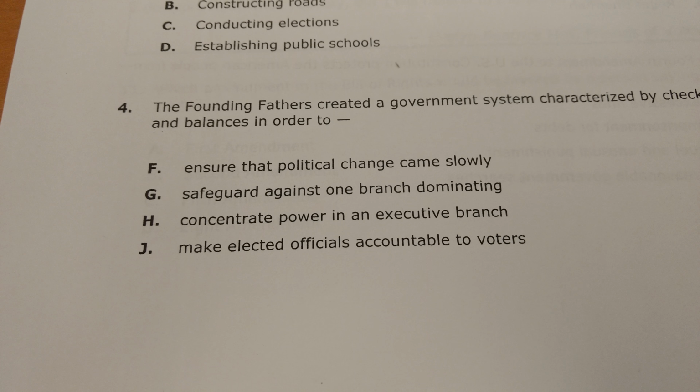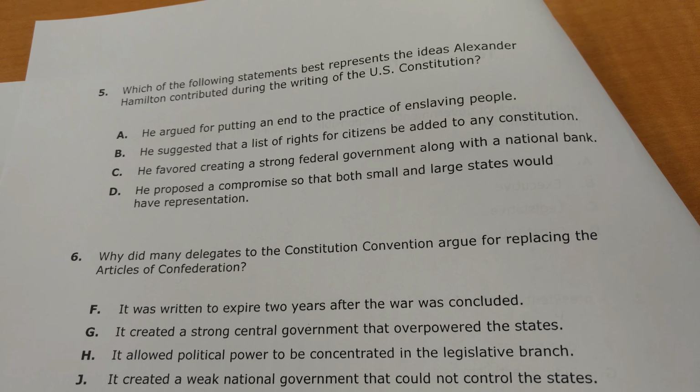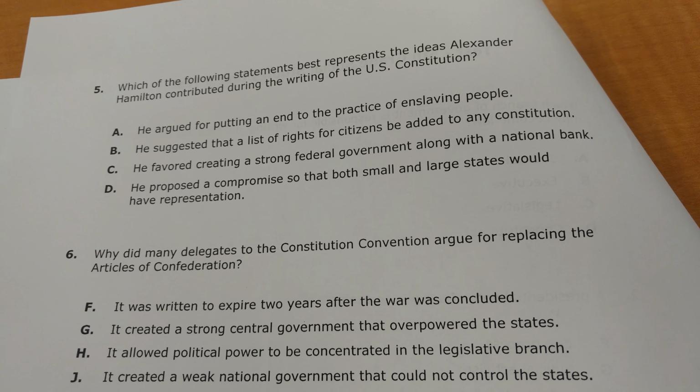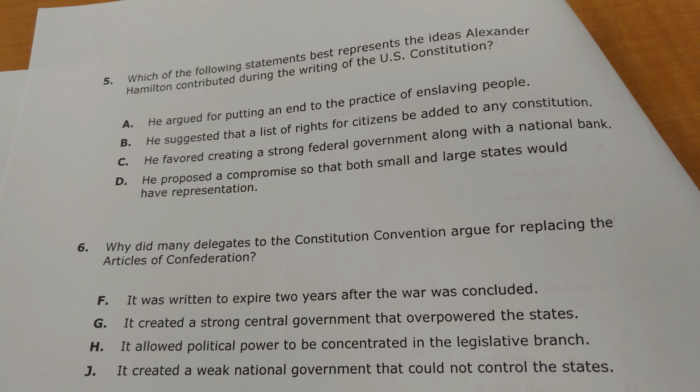Number 5. Which of the following statements best represents the ideas Alexander Hamilton contributed during the writing of the U.S. Constitution? A. He argued for putting an end to the practice of enslaving people. B. He suggested that a list of rights for citizens be added to any constitution. C. He favored creating a strong federal government along with a national bank. D. He proposed a compromise so that both small and large states would have representation.